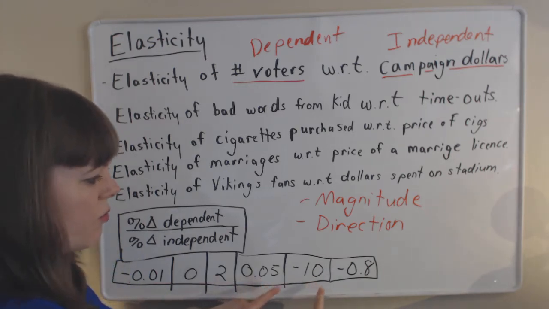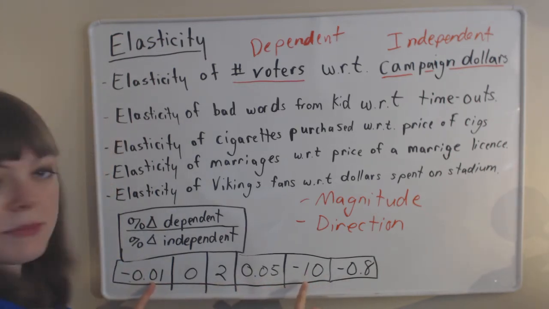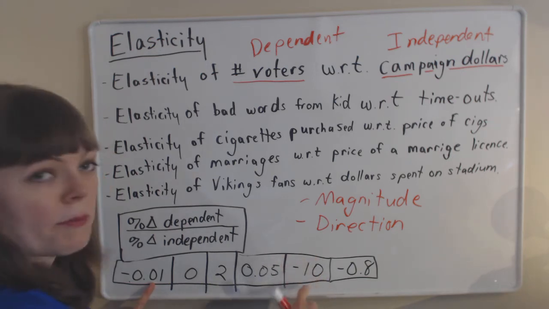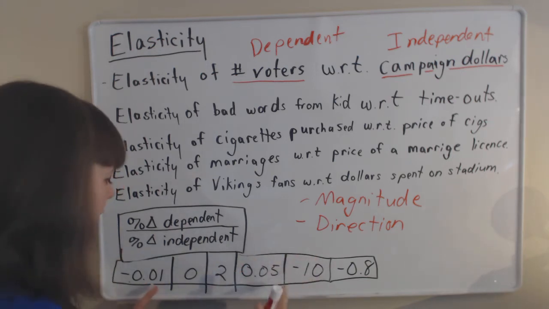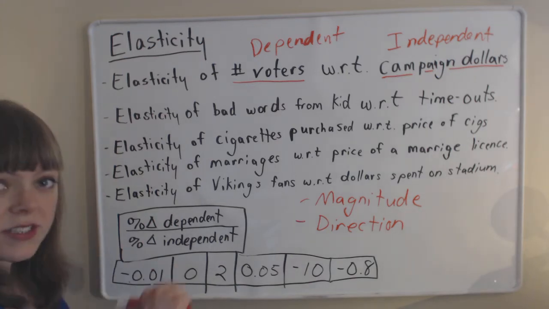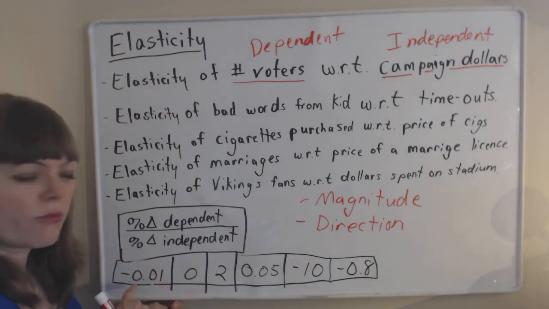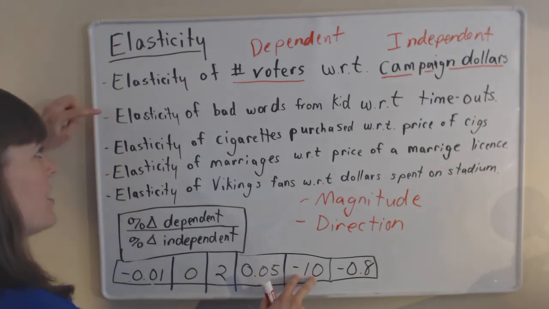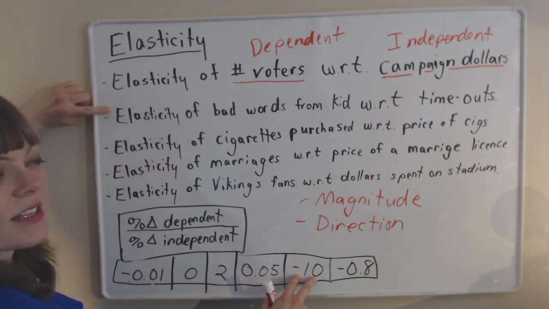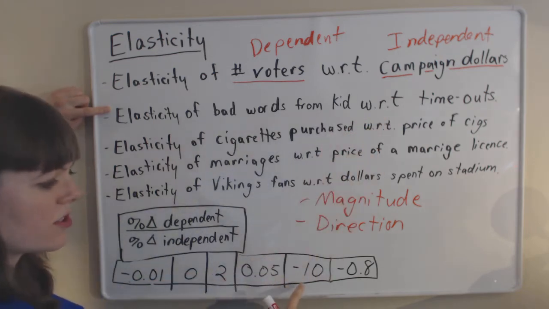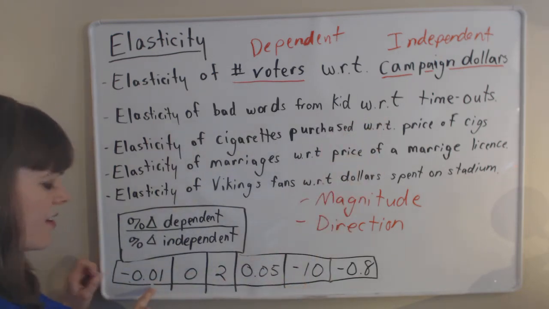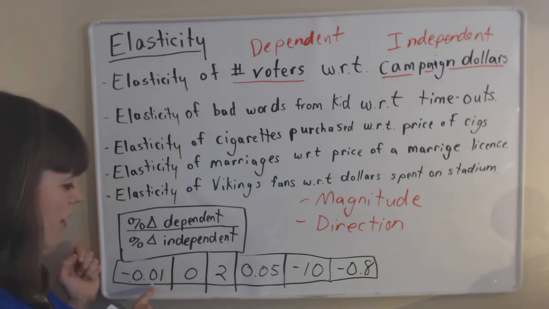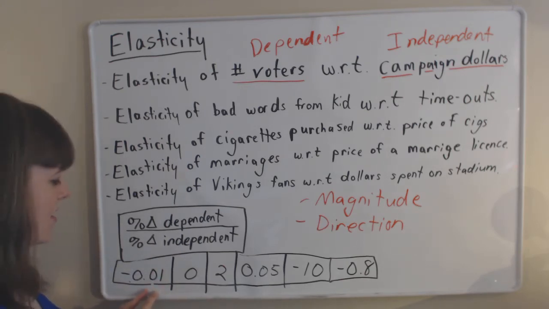And we've got really different types of negative elasticities. This one's really big. So this one says the behavioral response is really big. This one says there is a negative relationship, but the behavioral response is really small. So this would be the one that the parent hopes is going to happen, the elasticity of bad words with respect to timeouts. But it's also possible that you increase the timeouts and don't get a very big response in terms of how many bad words the kid says.